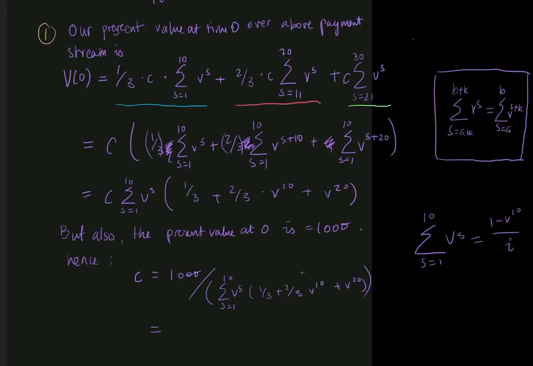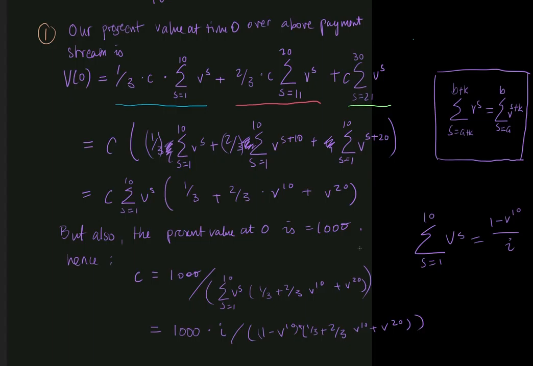So the last video was probably cut off a bit short, but I think we got to this point where we figured out how to replace the geometric sum in the denominator. So this means that we are able to calculate C as 1000 multiplied by I divided by 1 minus v to the 10th, multiplied by, so this is all in the denominator here, 1/3 plus 2/3 times v to the 10th plus v to the 20th.